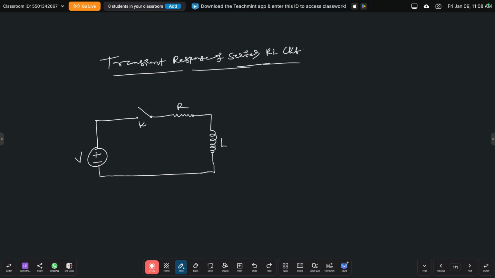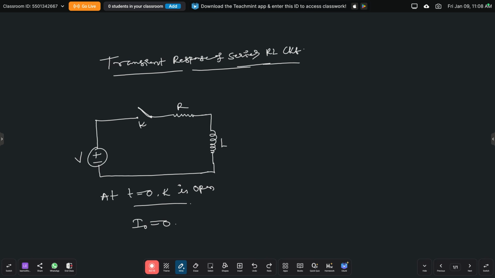In general the transition takes place at an instant t equal to 0. Before the transition, the switch K is kept open for a long time. So at t equal to 0, the switch K is open. As the voltage is not applied to the series RL circuit, the current is also equal to 0.